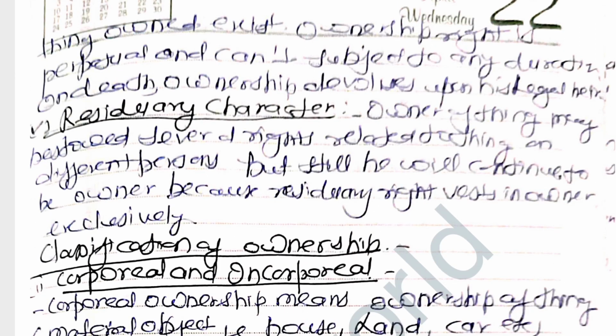The next characteristic of ownership is its residuary character. The owner of a thing may bestow several rights relating to the thing on different persons, but still he continues to be the owner because the residuary rights rest in the owner exclusively.